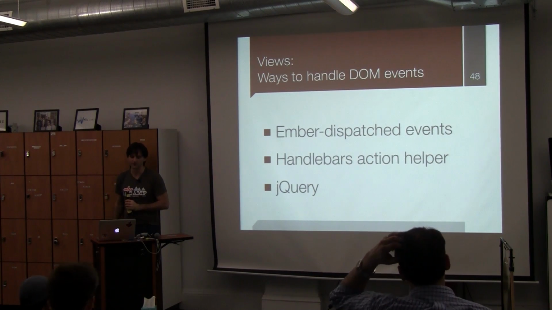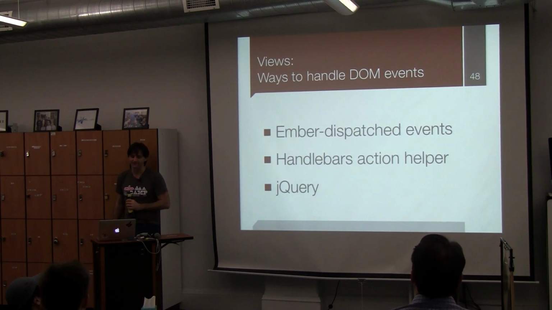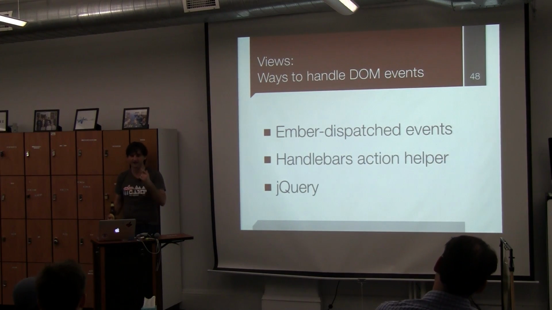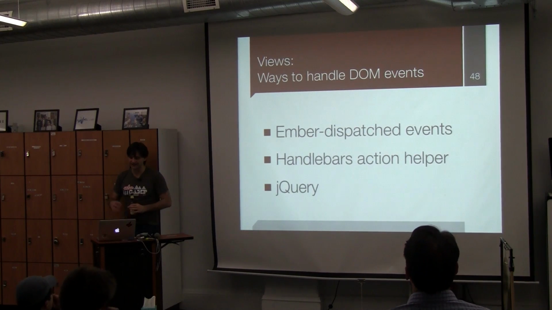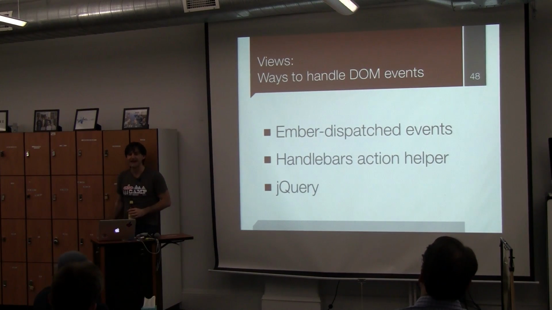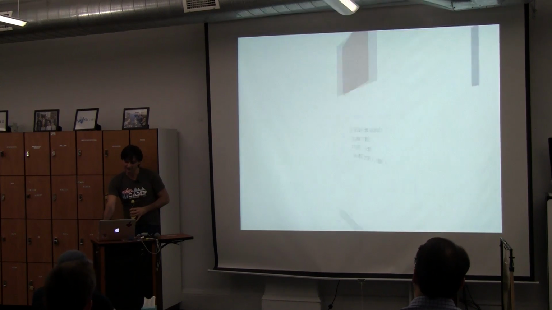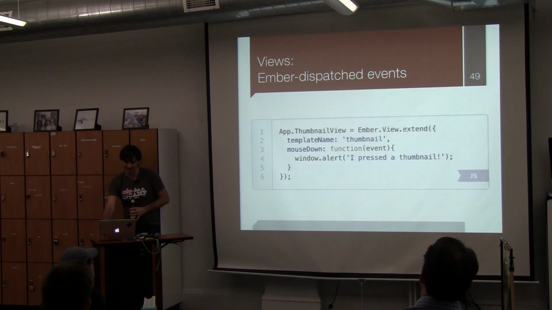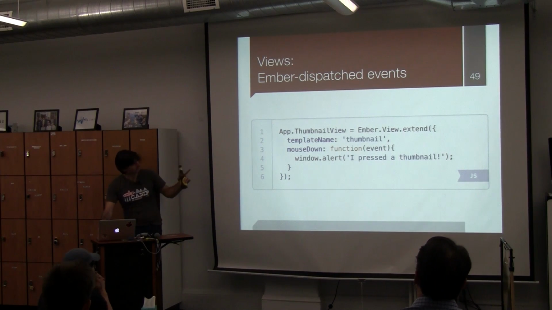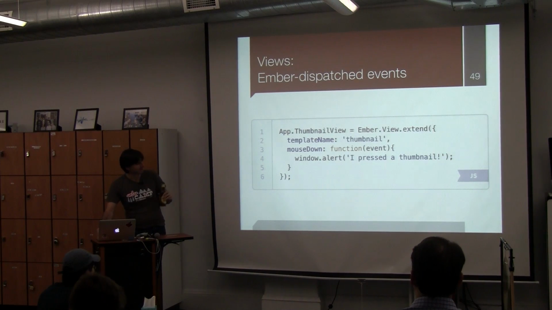So there are a few different ways to handle DOM events. There's the Ember dispatched events, and Corey's talk was a great example of that. You can handle a whole bunch of different types of DOM events just by defining methods on the view. There's the Handlebars action helper that we referenced, and you also have the power of jQuery whenever you want. I don't know if I have an example of that. So here's an example of Ember dispatched events. Mouse down: if I mouse down in the thumbnail, I'm going to do window.alert.